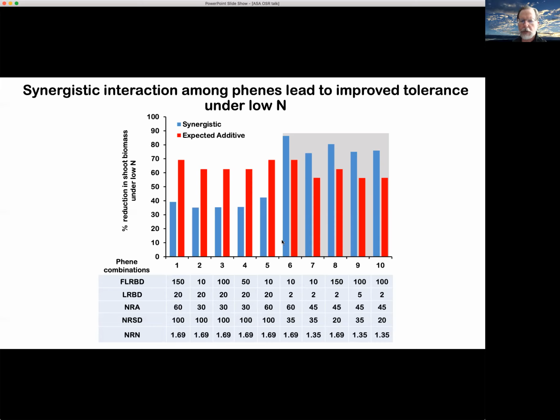You can see in these 5 phenotypes, numbers 1 to 5, the simulations predicted a much better performance under low nitrogen when synergism was considered than you would predict from just the additive contributions. On the other hand, these other 5 phenotypes, 6 to 10, perform much worse in silico when synergism was considered than when we just look at their additive contributions. So these interactions among phene states are very important in determining plant fitness.